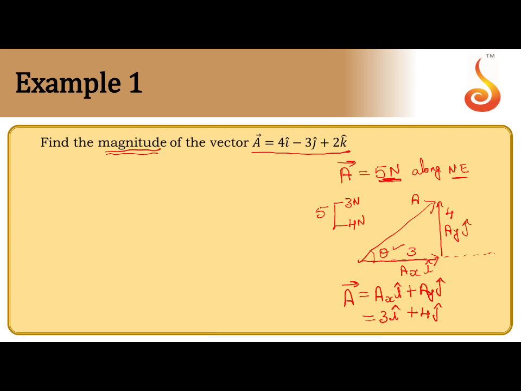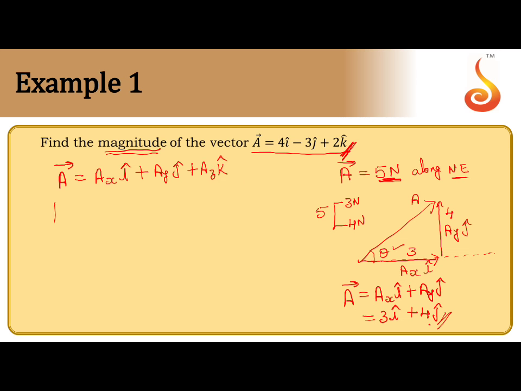Now, how do I find the magnitude of a given vector? Here the difference between this and this is, here the vector is in 2D, it has only the coordinates x and y. Here it also has the third direction along the z-axis. The basic formula to find the magnitude of a vector is, suppose there is a vector A represented as AX into i cap plus AY into j cap plus AZ into k cap.